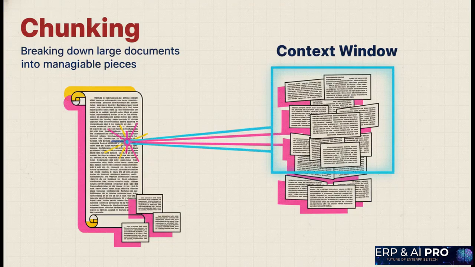So, once everything is sparkling clean, we chunk it. Think about it. You can't just hand a 500-page user manual to the AI and expect it to read it all at once. It has a limited attention span, what we call a context window. So chunking is like tearing that huge manual into individual, meaningful paragraphs or sections that the AI can actually process and understand.